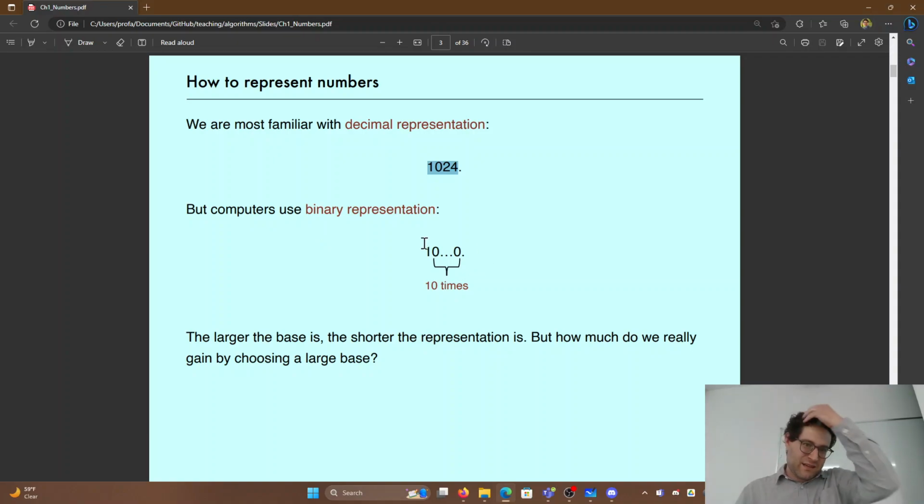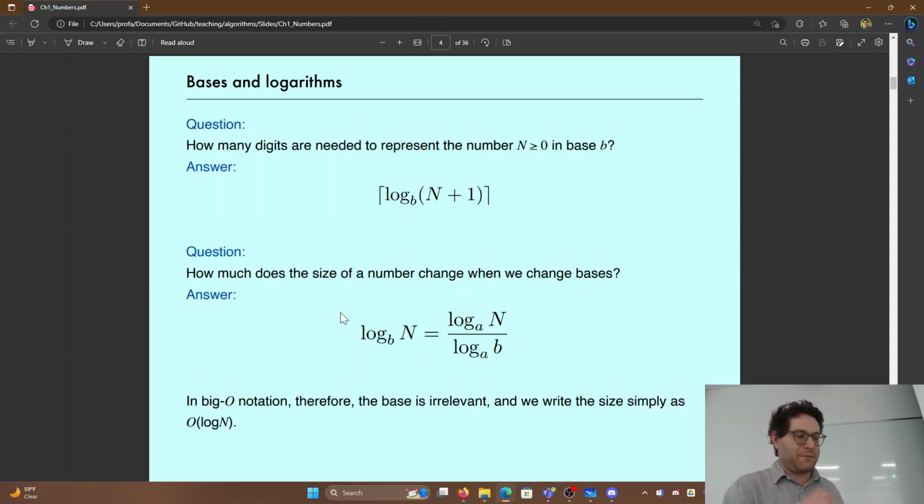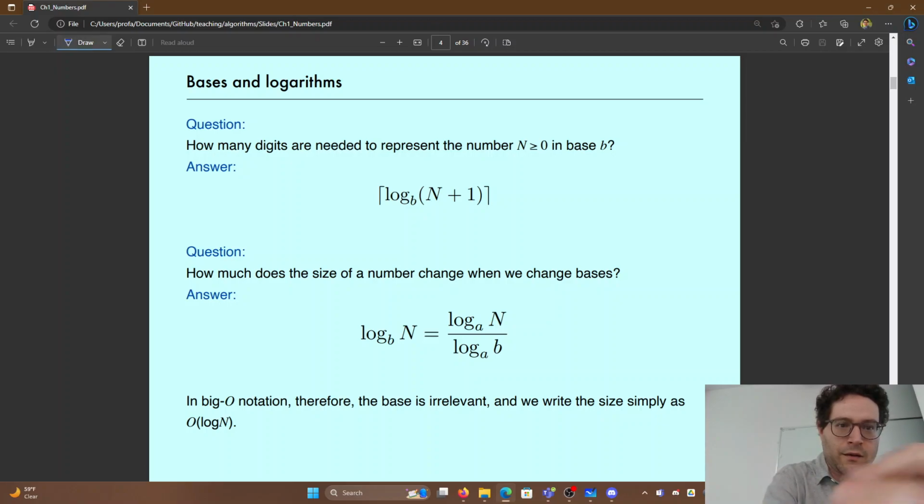So the larger the base, the shorter the representation is. But we don't really save too much space by using a larger base. In fact, we have a formula saying if you're in base B, how many digits do you need to represent some number n? So for instance, let's take a number that's a power of 2, to make it fairly easy to calculate.